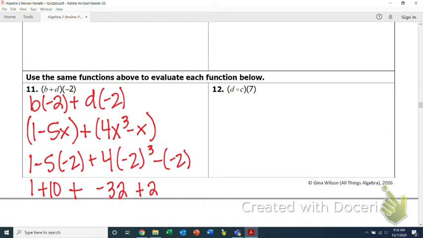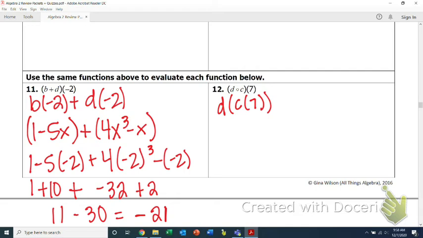Okay, we combine all that, 11 minus 30, and we get negative 21. So in cases like these, when you see a number in that parentheses, you will get an actual number back. You will not get an equation, you will get an actual number. Okay? All right, here we are plugging in D of C of 7.